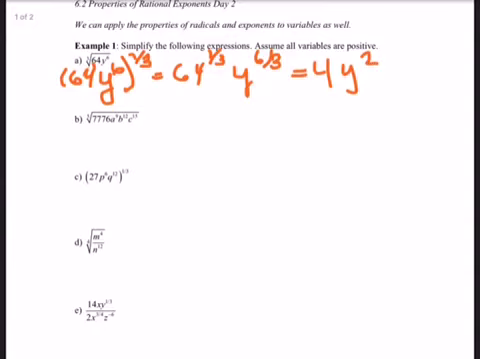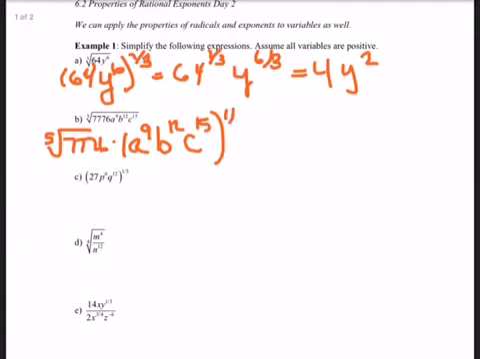Okay, I'm going to jump down to letter B here. So I've got the 5th root of 7776. Maybe I'll just leave it like this, and then put the rest of it in exponent form. So I've got a to the 9th, b to the 12th, c to the 15th, and that's raised to the 1/5 power. Okay, so I need to simplify the 5th root of 7776, and then I need to simplify what I have in the parentheses.